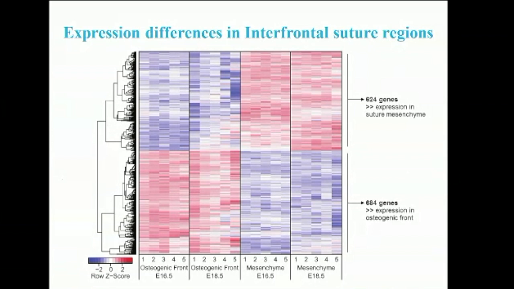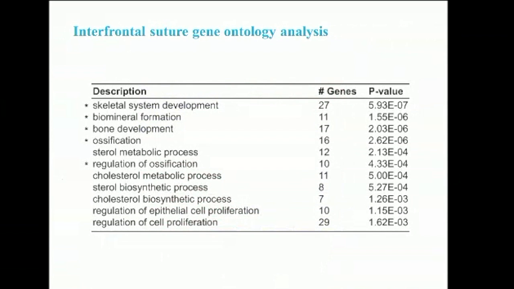Looking at the genes that are primarily expressed in the osteogenic front, we see gene ontology categories that are reminiscent of what we're expecting. So we see skeletal system development, biomineral formation, bone development, ossification and regulation of ossification. And we also see some interesting other processes such as sterol metabolic processes and cholesterol biosynthetic processes, which we can start to look into a little bit more as well.